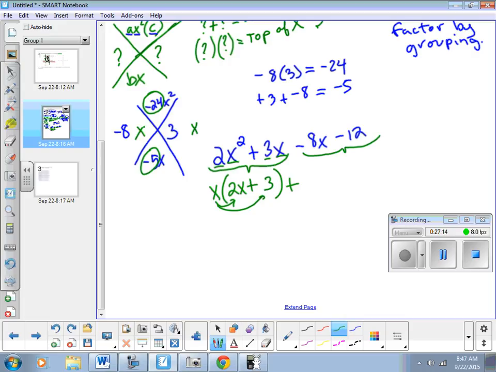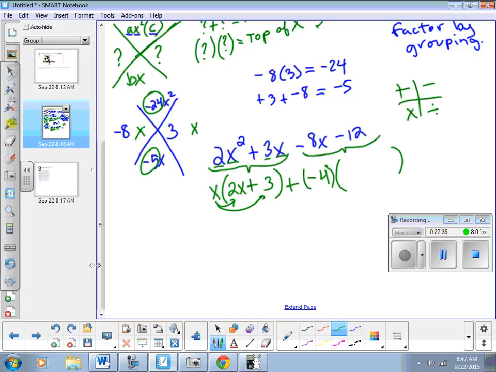What about these two? What do these two have in common? They both have a negative, and you say a 4. When you factor out a negative 4, it's almost the same as dividing by negative 4. Remember that. Remember, I'm going to tell you guys these 4 things.